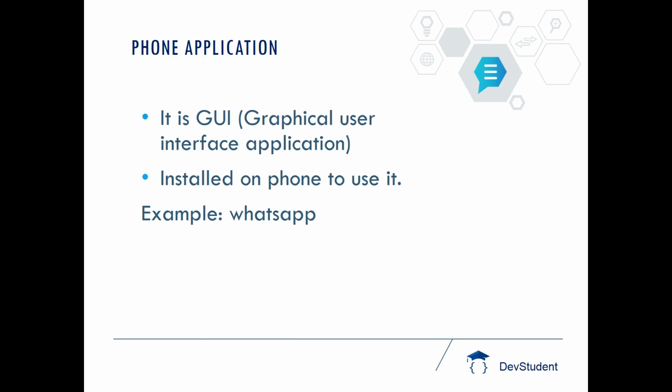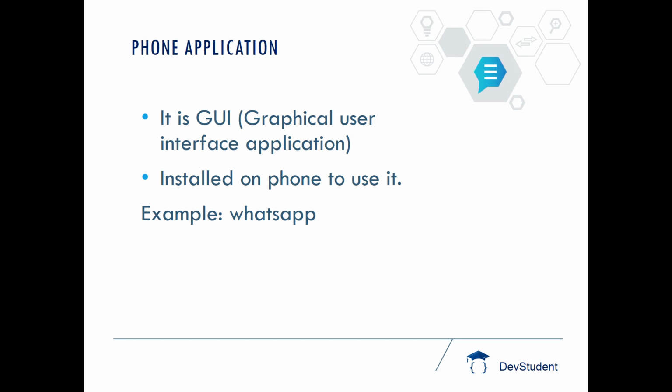And the next application is phone application. Phone applications are also graphical user applications, but these have to be installed on the phone to use them. We have a lot of phone apps which are available in our stores. We have to download them and install them on our phones so that we can use them.